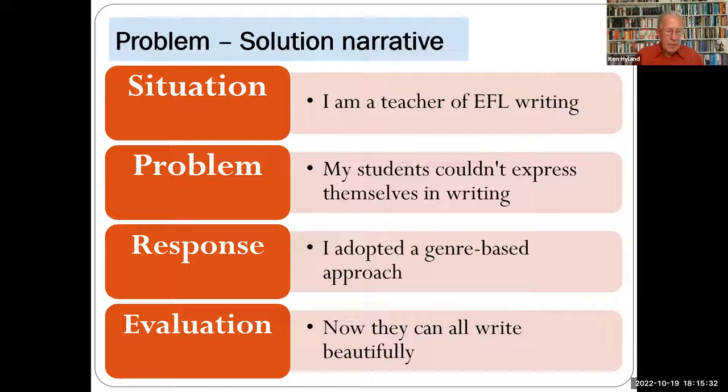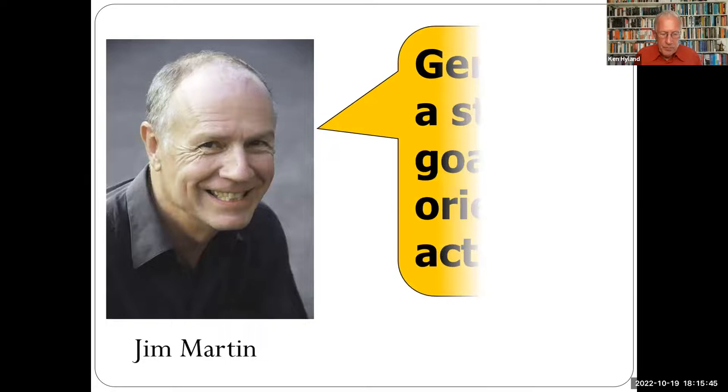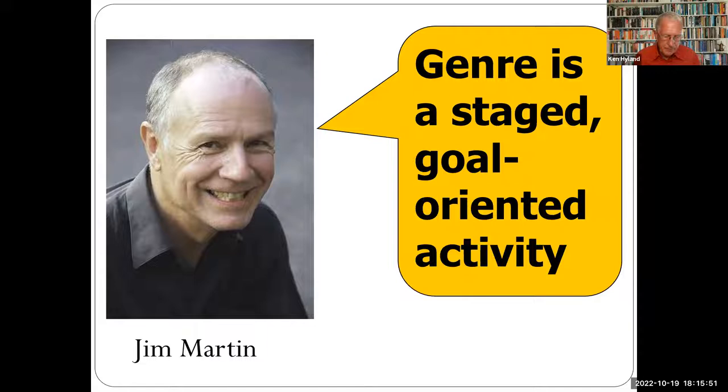All genres have a social purpose, and the main goal of a narrative, of course, is to entertain through storytelling. And this is achieved through fairly conventional steps. So this is why Jim Martin calls genre a staged, goal-oriented activity. We can't achieve our goal all at once in one go. So we work towards it in stages. Let me give you a couple of examples of this from classrooms.